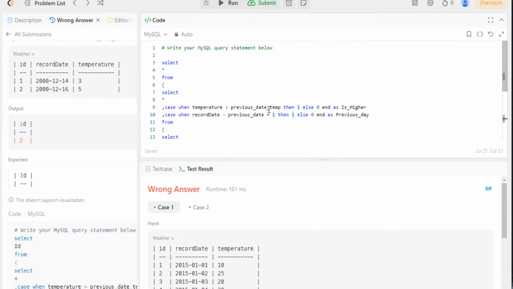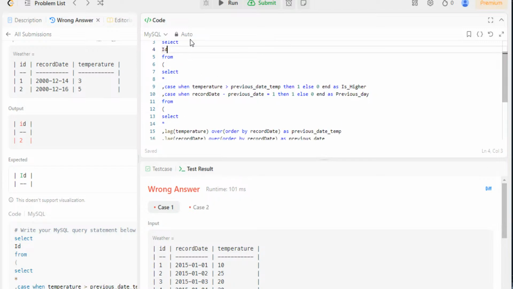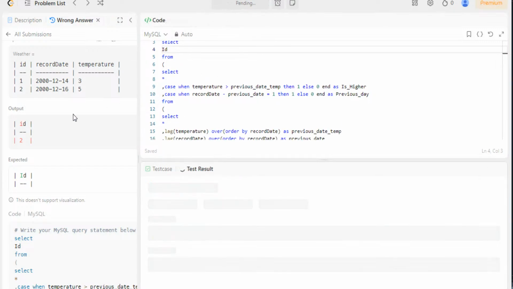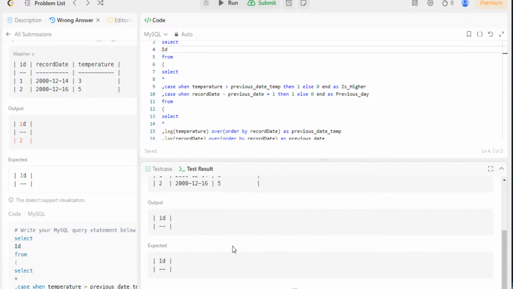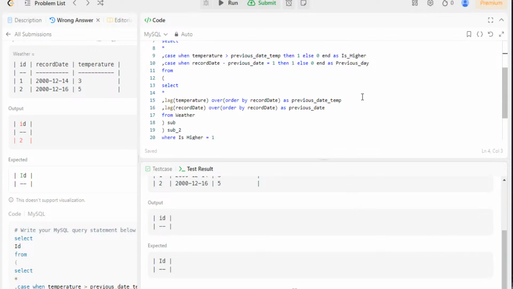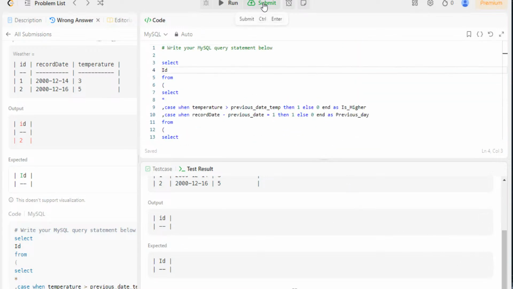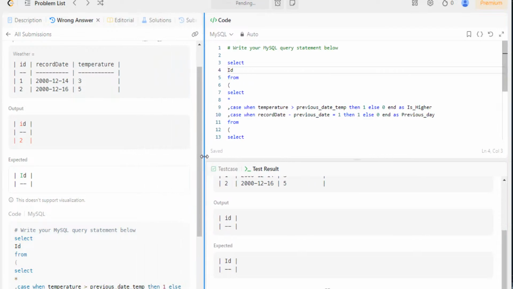And oh, oops. This is just ID. And run again. Pass and pass, pass and pass, blank and blank. And we'll go over this, and then now let's submit, and we should be fine.